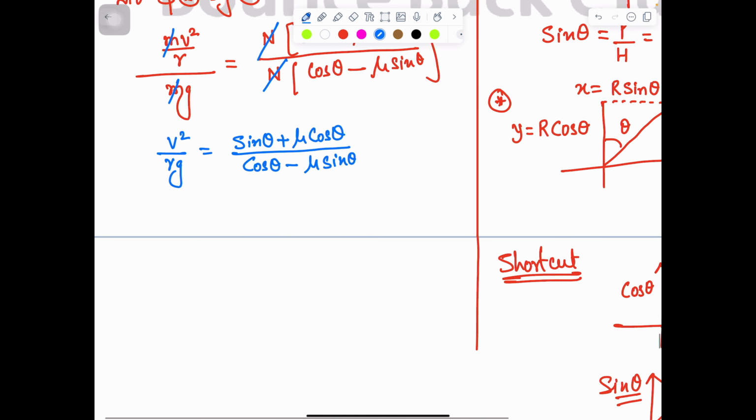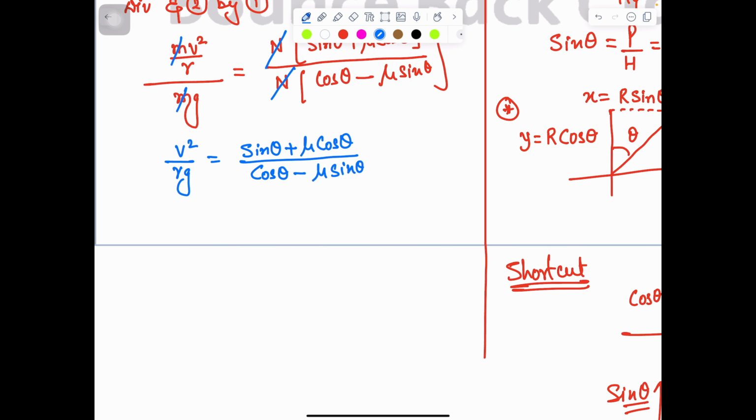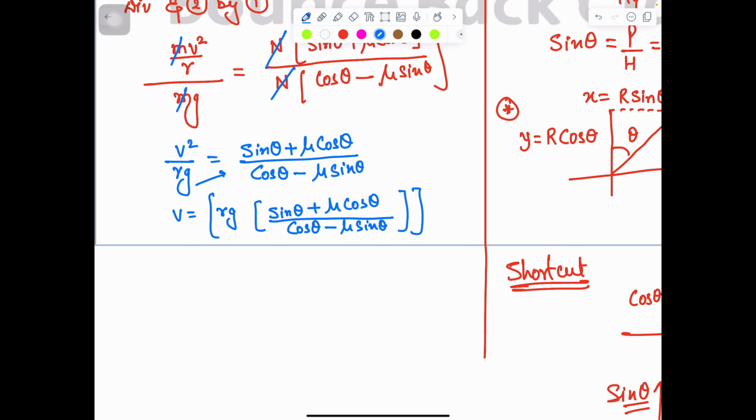We are looking for velocity. Just solve it. So V equals, taking rg to this side, rg (sine theta plus mu cos theta) divided by (cos theta minus mu sine theta). Make a full bracket and make it a root, because we have v square and now it becomes v. Understand? So now place the values. We are looking for the maximum speed now.